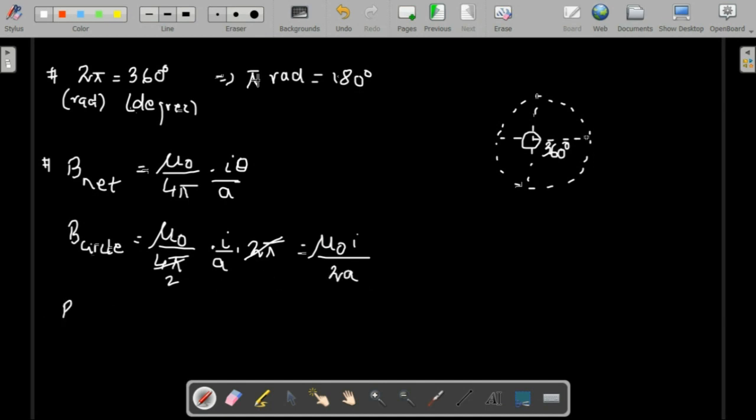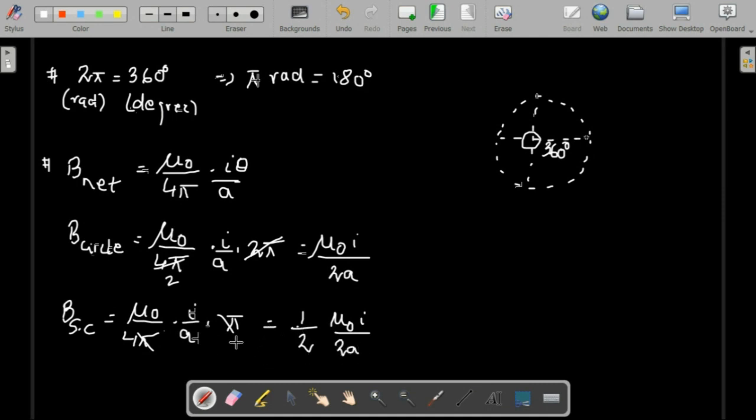Okay, if you're considering it for the semicircle, it would be nothing but mu naught divided by 4 pi into I by A into pi. Our semicircle is 180 degree, right? Only half the circle. Cancel out pi here. So this can be written as half mu naught I divided by 2a. I've divided it into two parts.